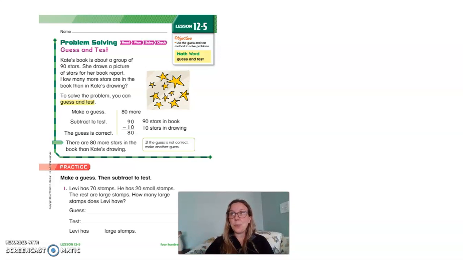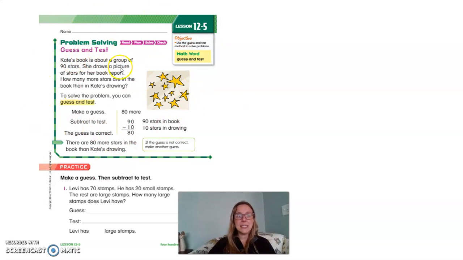As we get into bigger numbers and more advanced math, this method will be really helpful because rather than having to trial and error 75 different times, if you make an educated guess, then you can see how close or far you are, and it helps you get to the answer more quickly. So let's get started here.